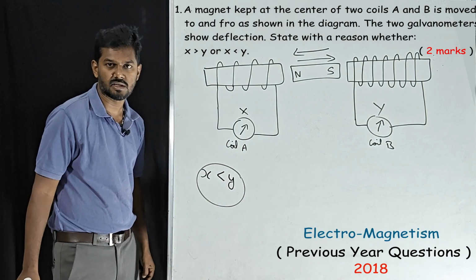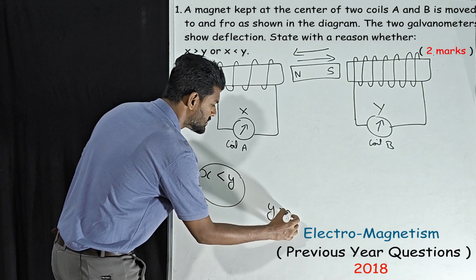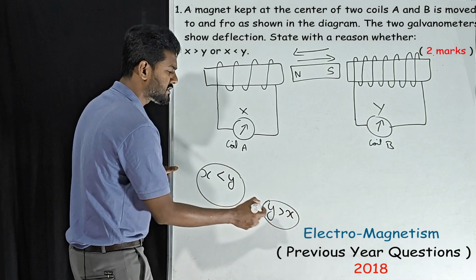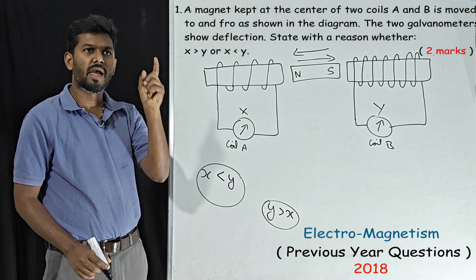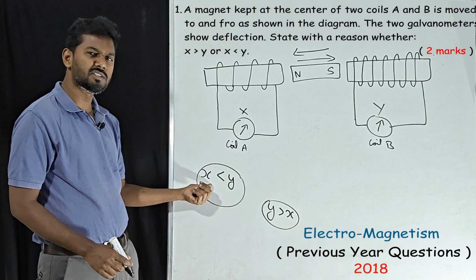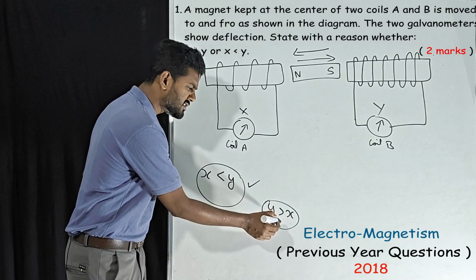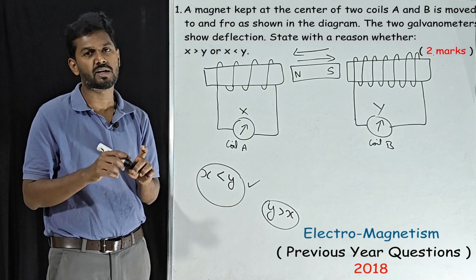This is the answer. A few students will write it like this. Even though the answer is correct, in the question they have given options: x greater than y or x lesser than y. So this is our answer, correct? This is also correct, but it will cause some confusion for the person who is correcting your paper.